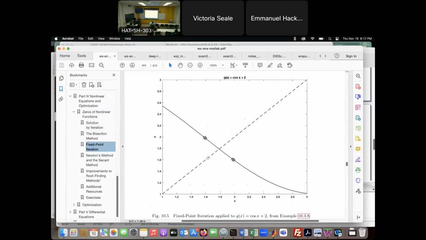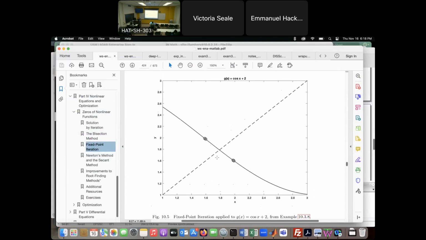The actual fixed point is where the solid curve, which is cosine x plus 2, and the dashed line, y equals x, cross. But the iterations are clustering far away from it, bouncing back and forth like a table tennis match. Very undesirable, because it would eventually converge, but terribly slowly.